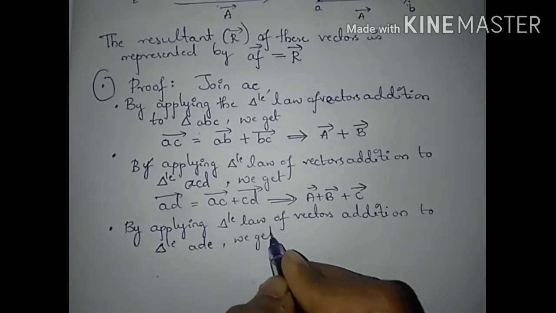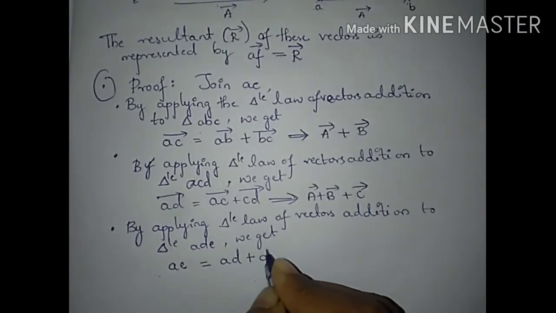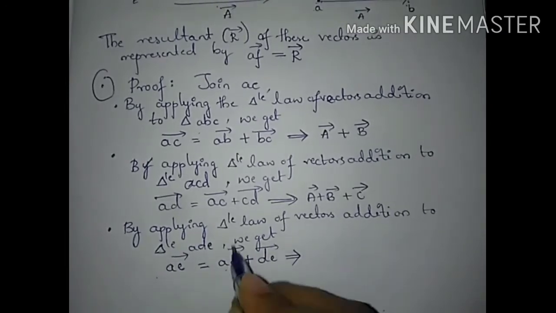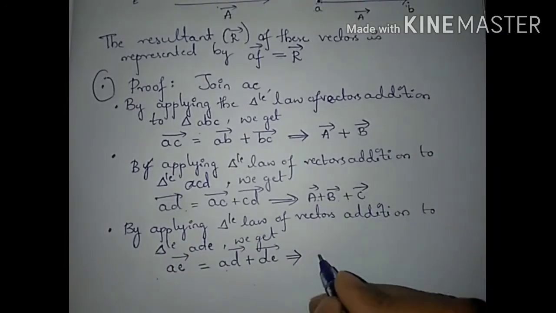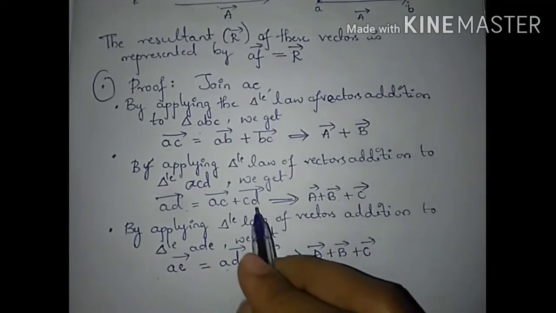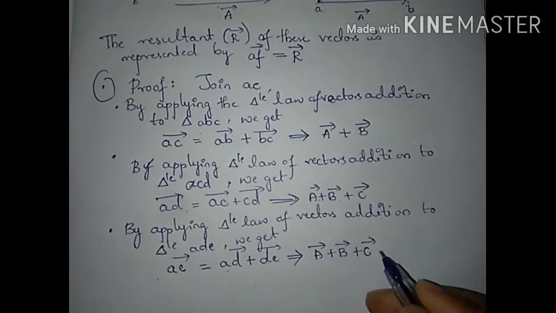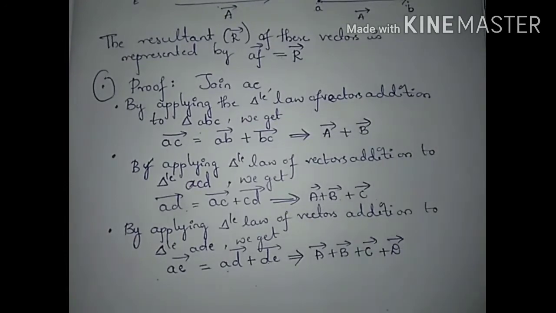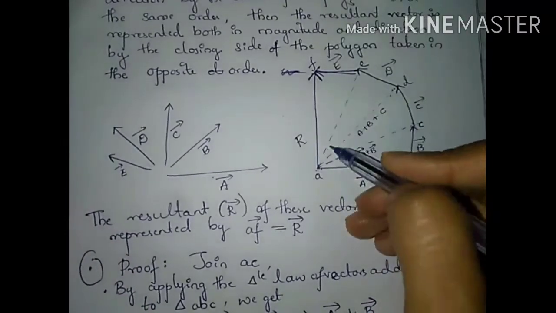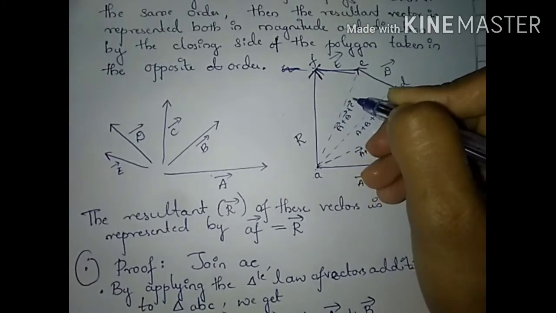We get AE is equal to AD plus DE. So AD is A plus B plus C, which is again added by the side DE. DE is the vector D. So from this we got the AE. AE is vector A plus vector B plus vector C plus vector D.